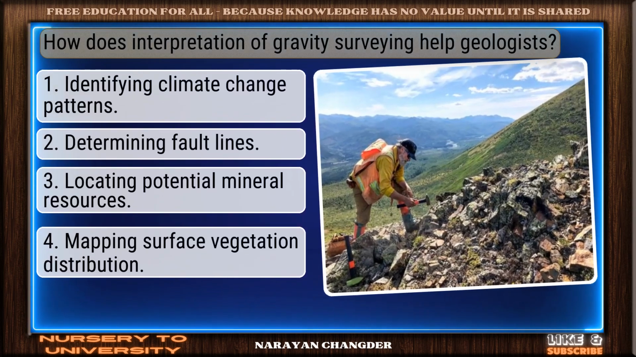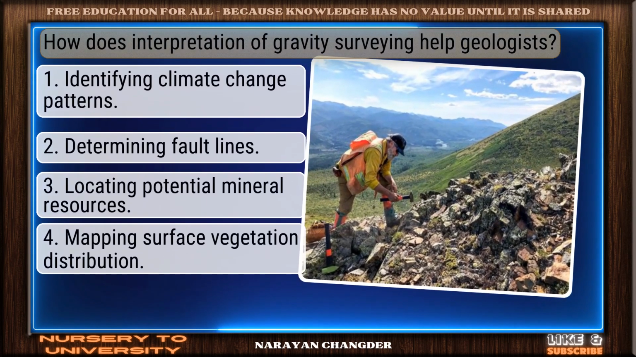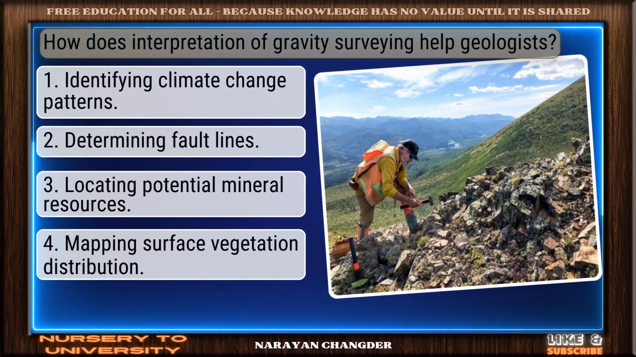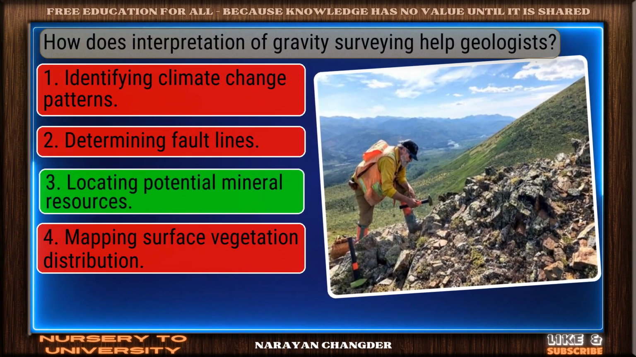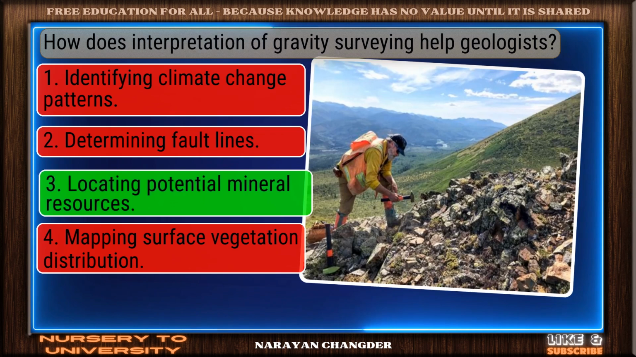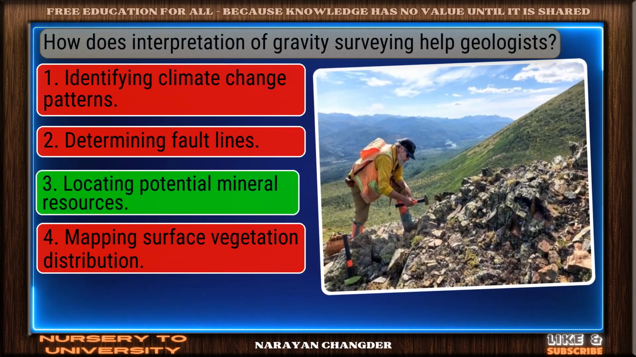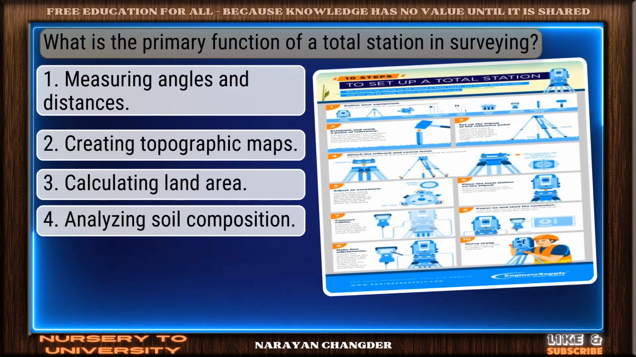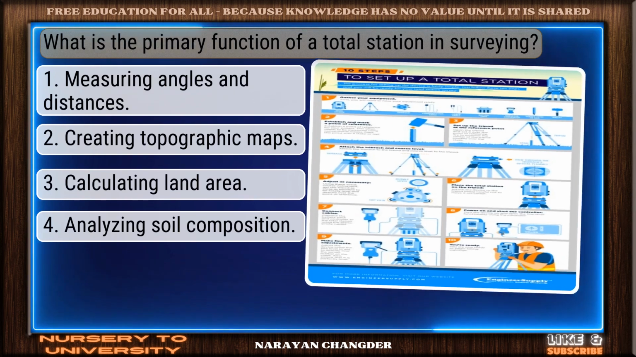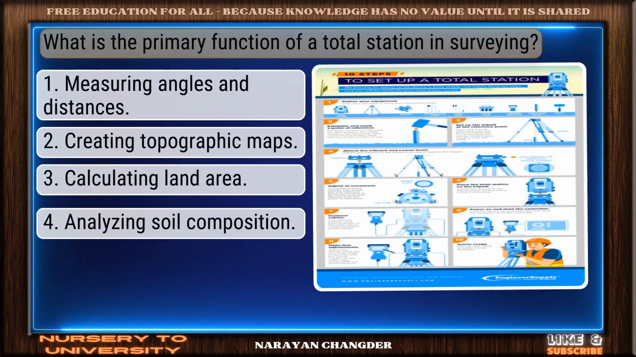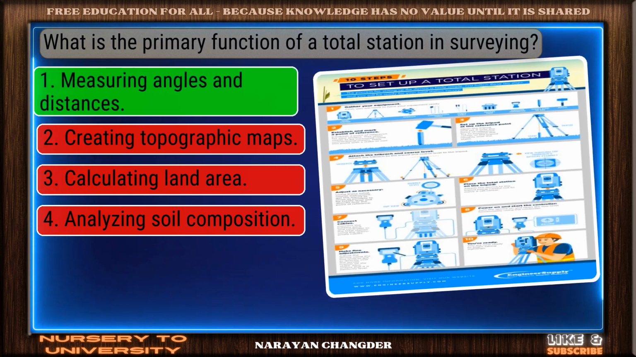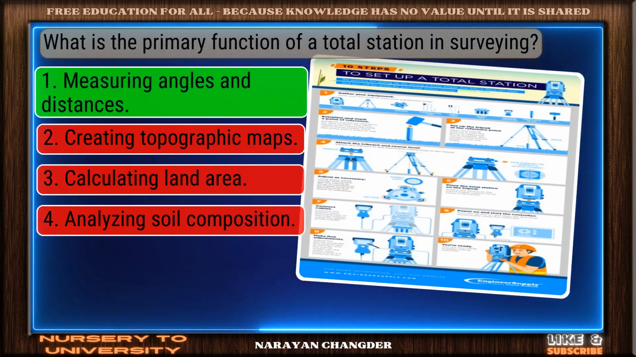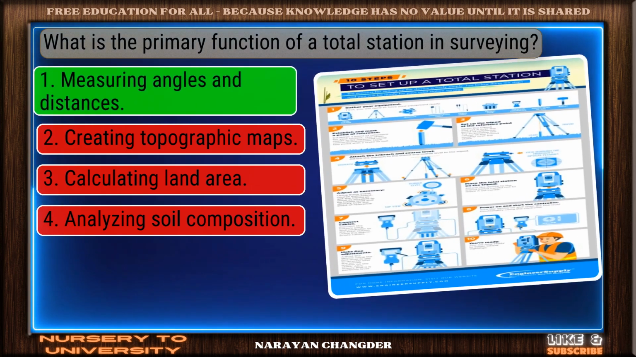How does interpretation of gravity surveying help geologists? Smart move. Locating potential mineral resources is an accurate answer. What is the primary function of a total station in surveying? Solid response. Measuring angles and distances is a valid choice.